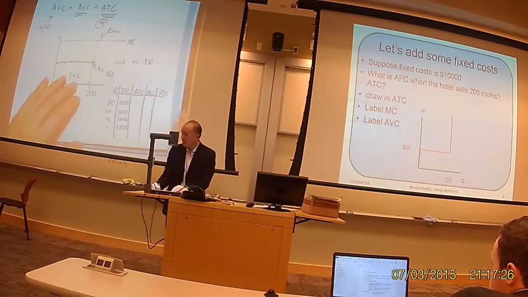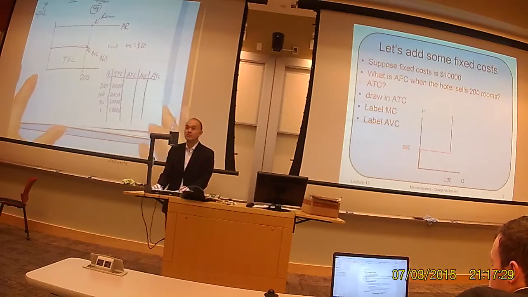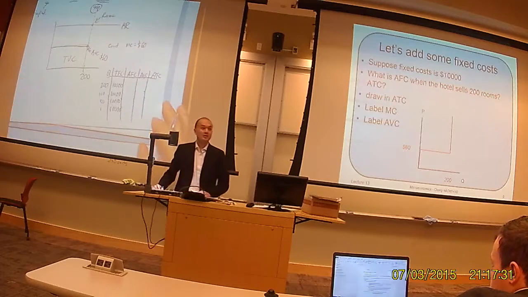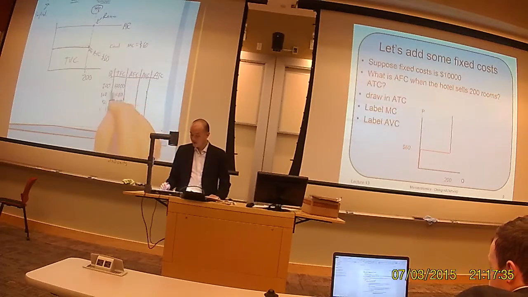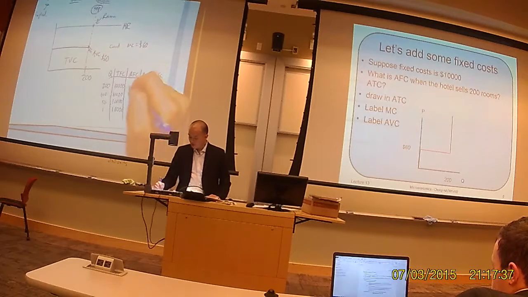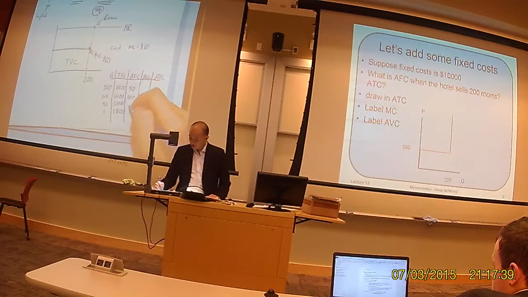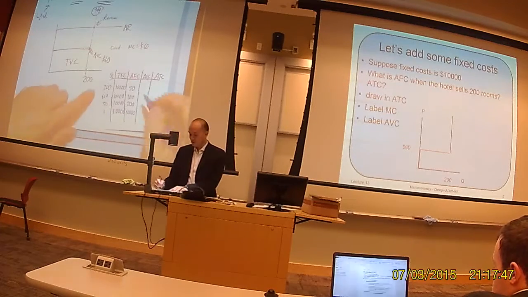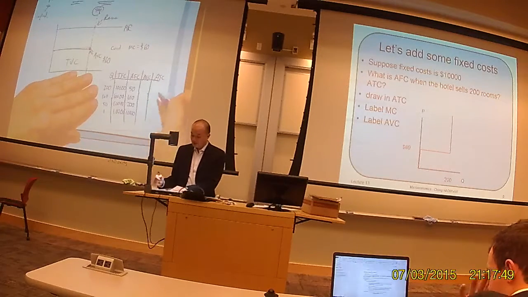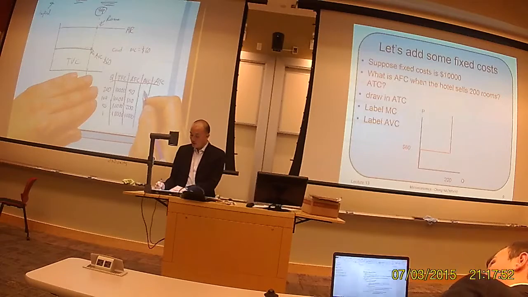Okay? How do I go from total to average using 4th grade knowledge? Divide. Okay, so divide the total by the number. That's 50. So 50, 100, but you don't like math, get your calculators, 200, and here it's 10,000. That's why we don't generally draw average fixed cost or average total cost at very small numbers. What is average variable cost?